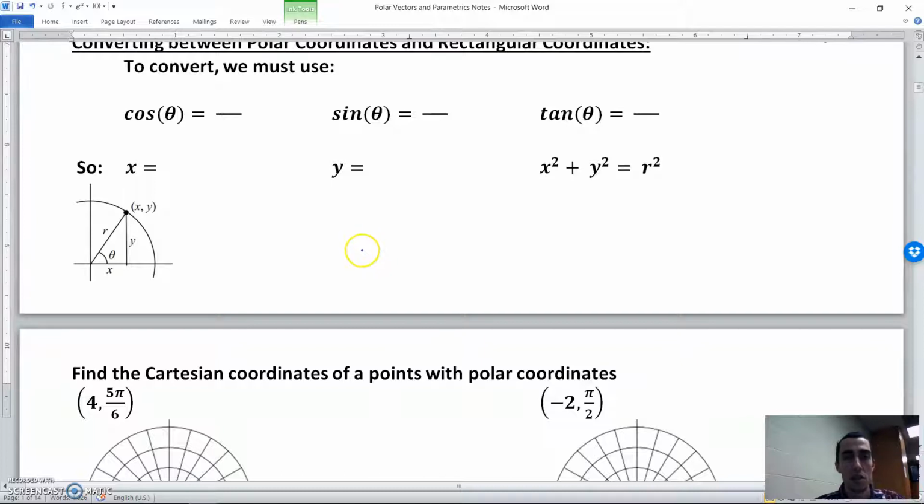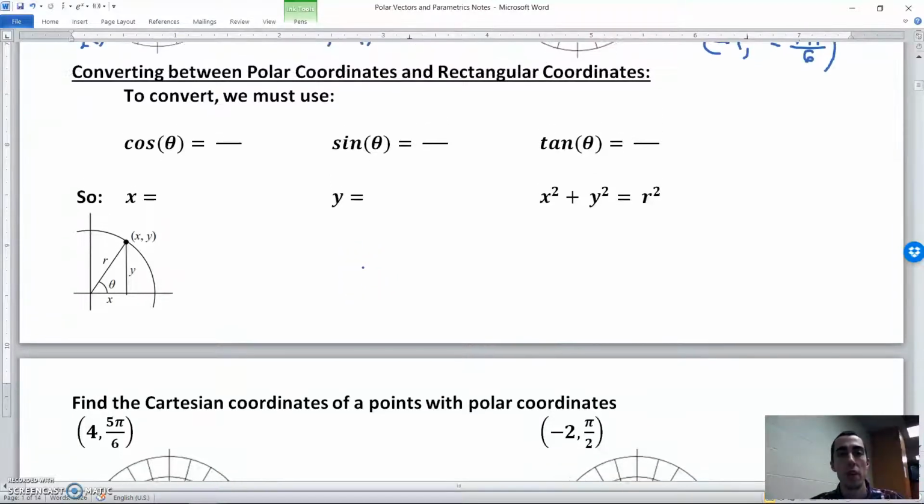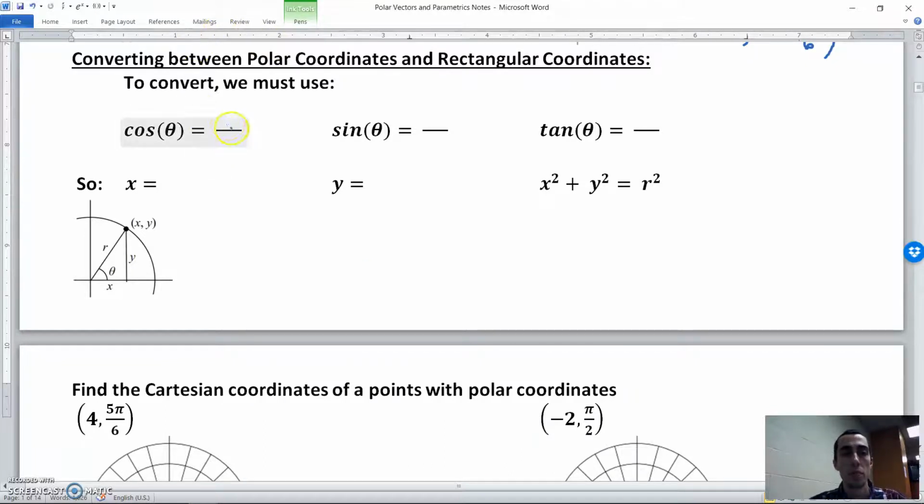Alright, so to convert between the polar coordinate form and the rectangular form of a point, we need to remember a few facts. First off, let's remember that the cosine of an angle is the x over r, that sine is y over r, and that tangent is y over x. So from there, we can take this first equation, cosine theta equals x over r, and multiply both sides by r. When you do that, that's going to look like x equals r times cosine of theta.